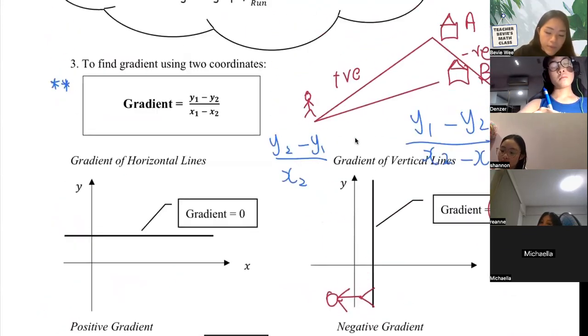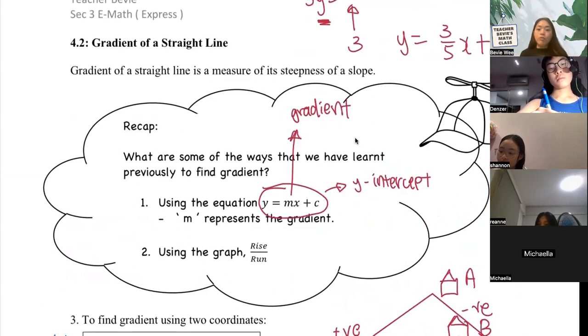Oh, wait. Okay, the other one is using a graph to find gradient. So after I plot my graph, again, this is your Sec 1 work, you need to form your triangle, rise over run.